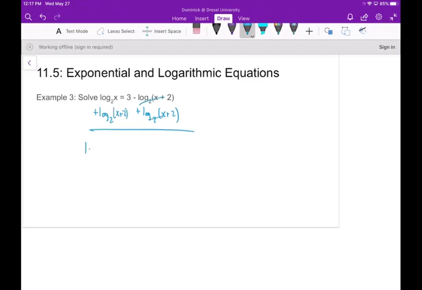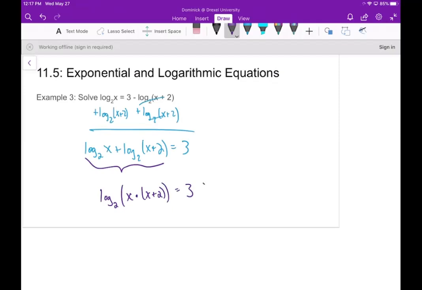So here we'll get log base 2 of x plus log base 2 of x plus 2 is equal to 3. So now we need to condense this, and we're going to use the multiplication rule. So this is log base 2 of x times x plus 2, and that equals 3. So now if we convert, this says that 2 to the third is equal to, once I distribute, x squared plus 2x.